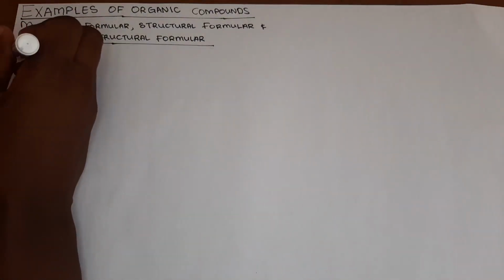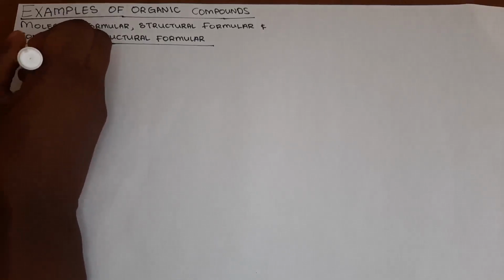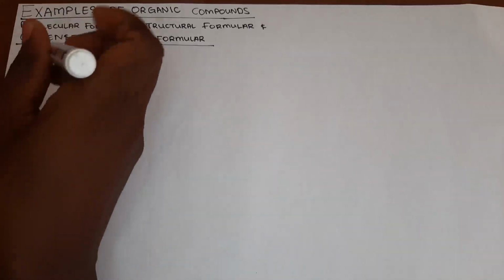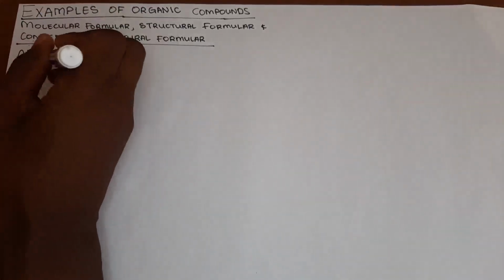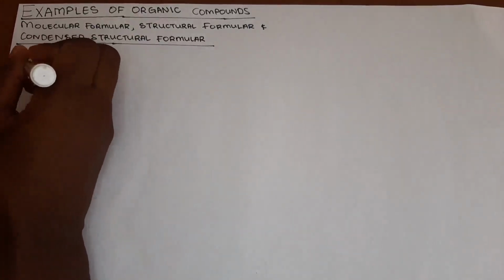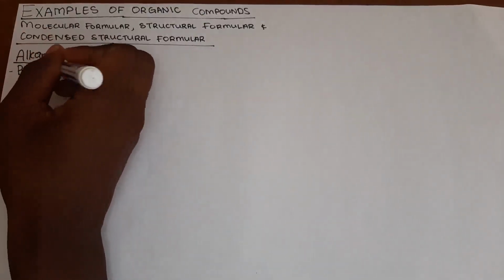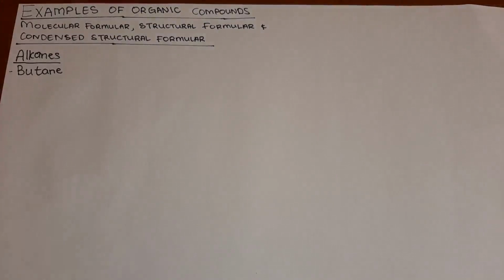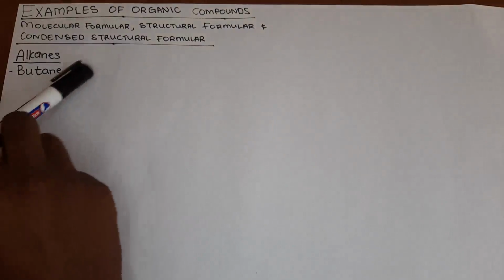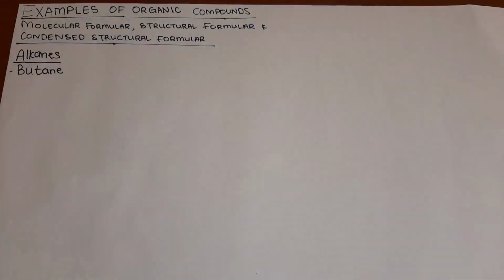Okay, so let's say we have these alkanes. Let's go to alkanes. On the alkanes, we have butane. Let's choose butane, for example. What we are required to do right now is to draw the molecular formula for butane, the structural formula for butane, and the condensed structure for butane.